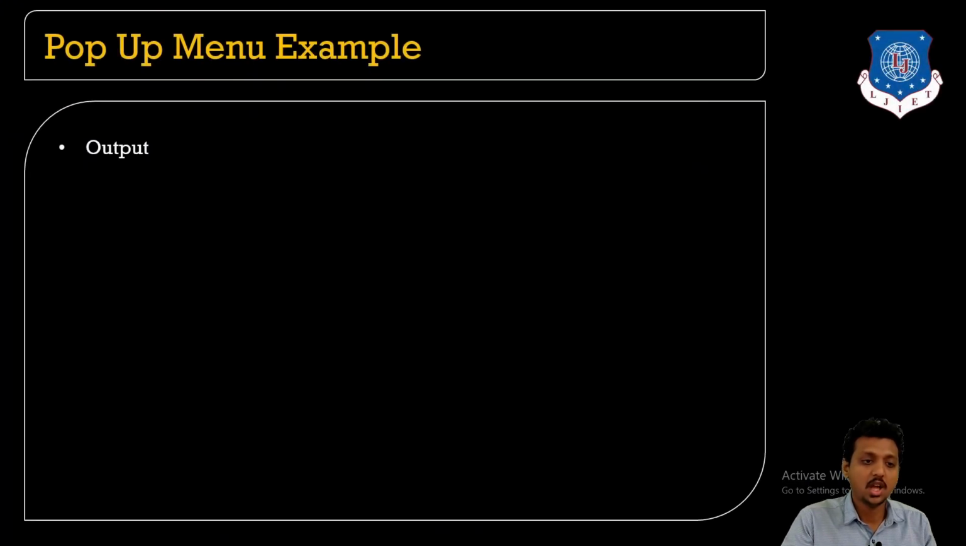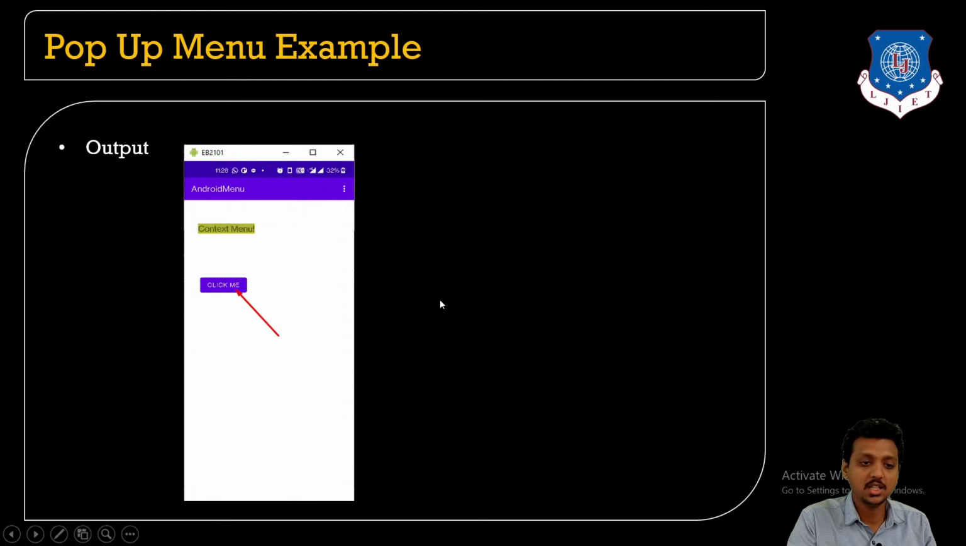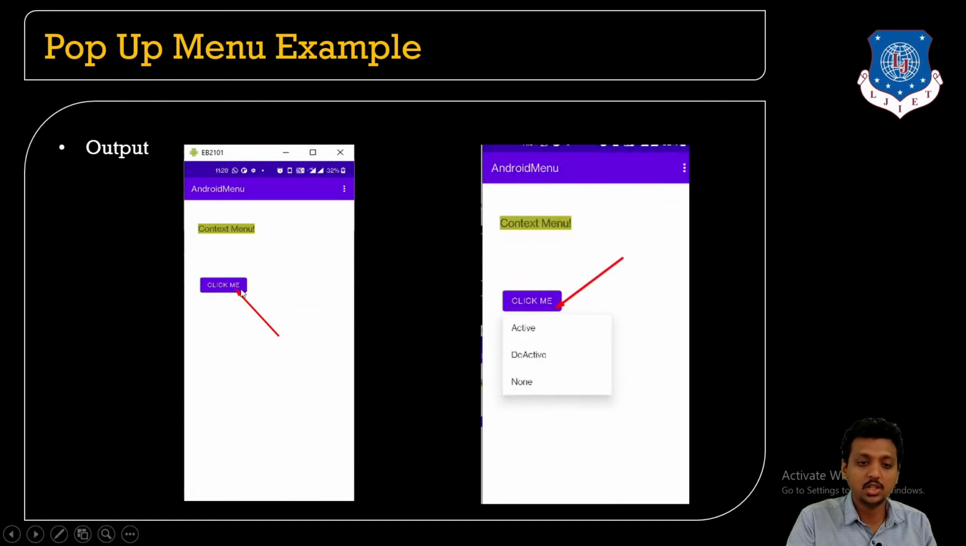Now, how will it look? See, this is my screen. This is the click me. When you click on that, we can see the active, deactive and none, three pop-up menu items.